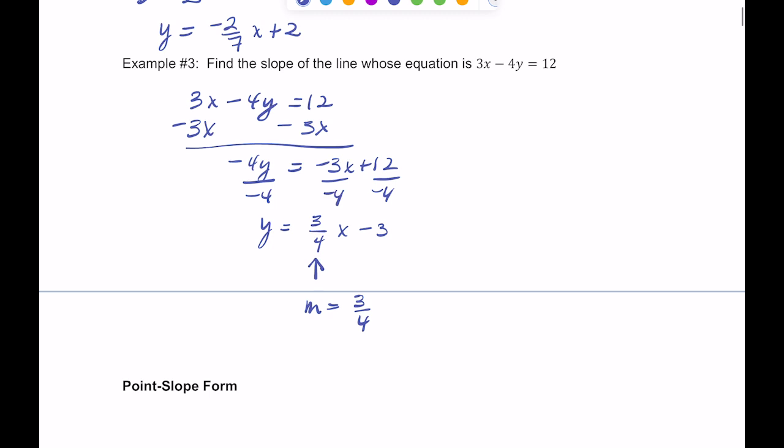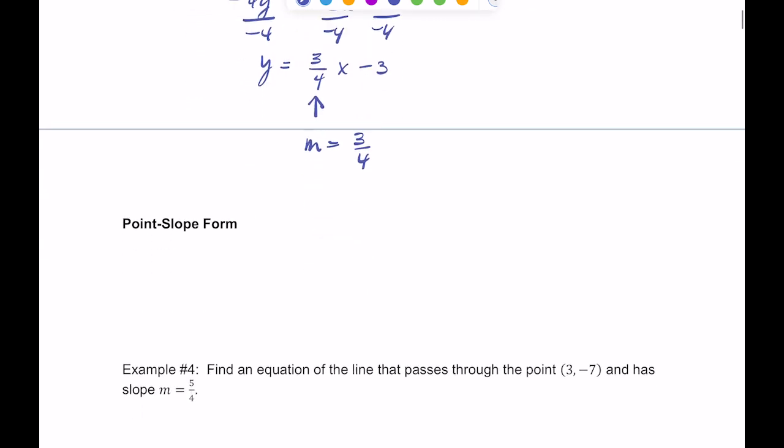Another form of a line is called the point-slope form, which is pretty useful when you're given any point and then a slope. So it's much easier to use this formula when you're given any point and a slope compared to the slope-intercept form, which is useful when they give you the slope and the y-intercept, or you can easily find those. So the point-slope formula is y minus y1 equals m times x minus x1. And again, we know that m is just the slope.